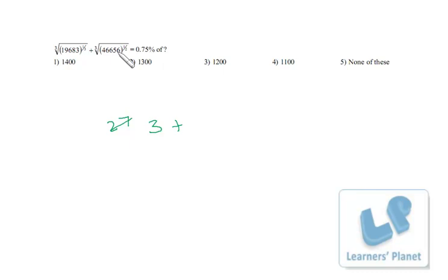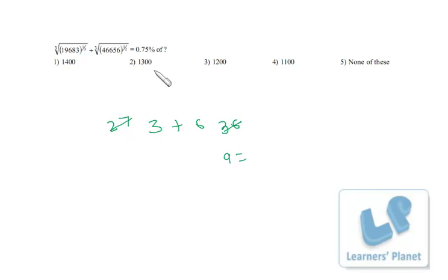Similarly 46656, cube root and then square root. You can find out square root and then cube root, otherwise cube root and then square root, right? So I just find out first of all the cube root. So the unit place is 6, so the cube root must have the unit place as 6. First two digits are 46, so our first digit must be 3, right? So 36 is the cube root of 46656, right? Now we have to take the square root of this, so it must be 6. So this complete thing is actually 9.